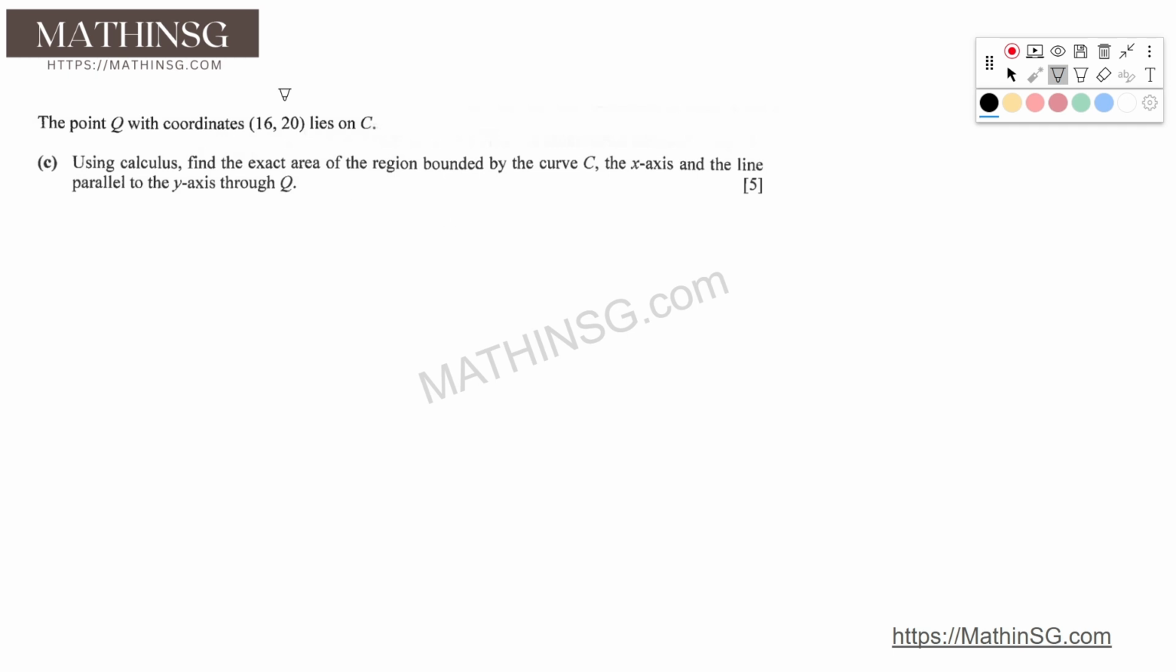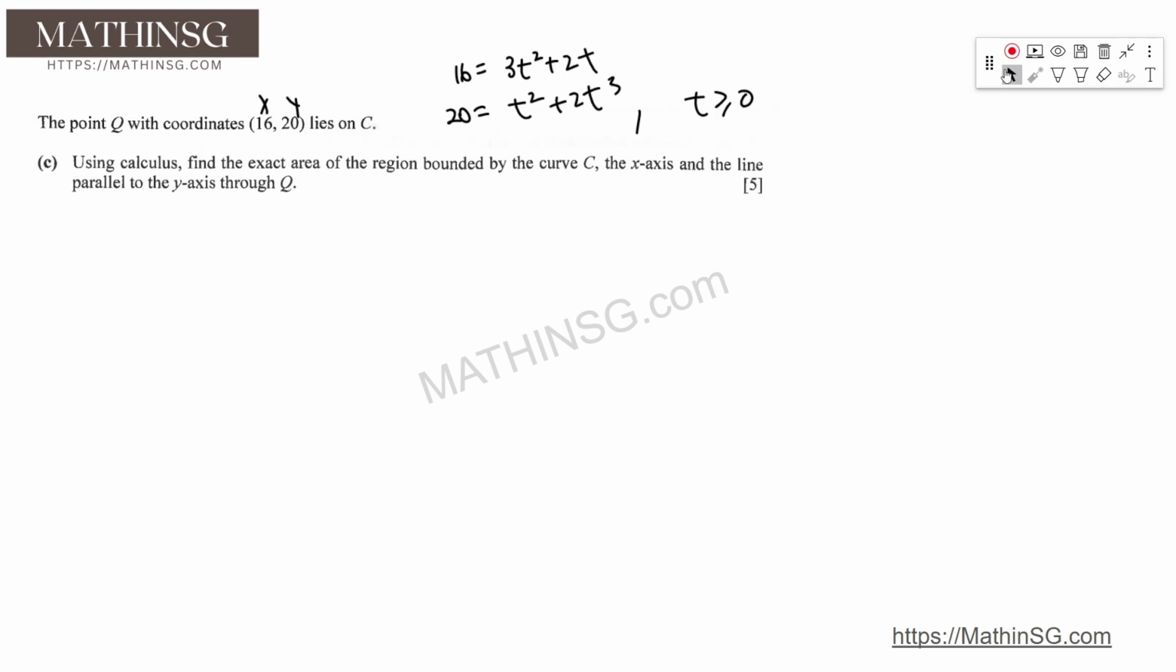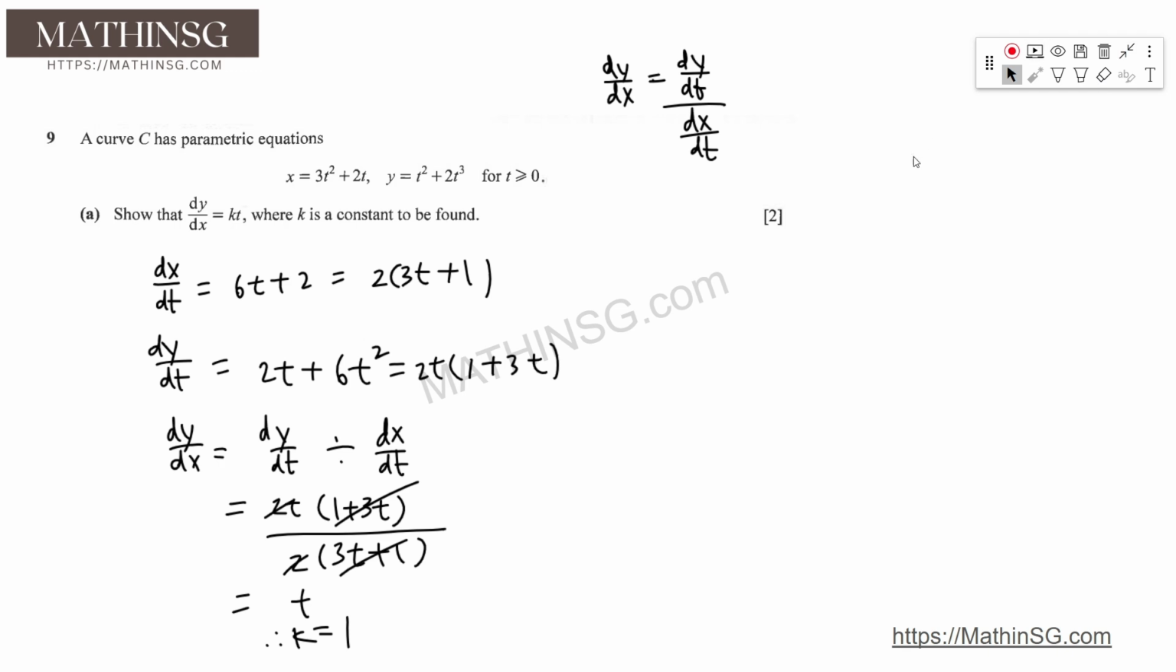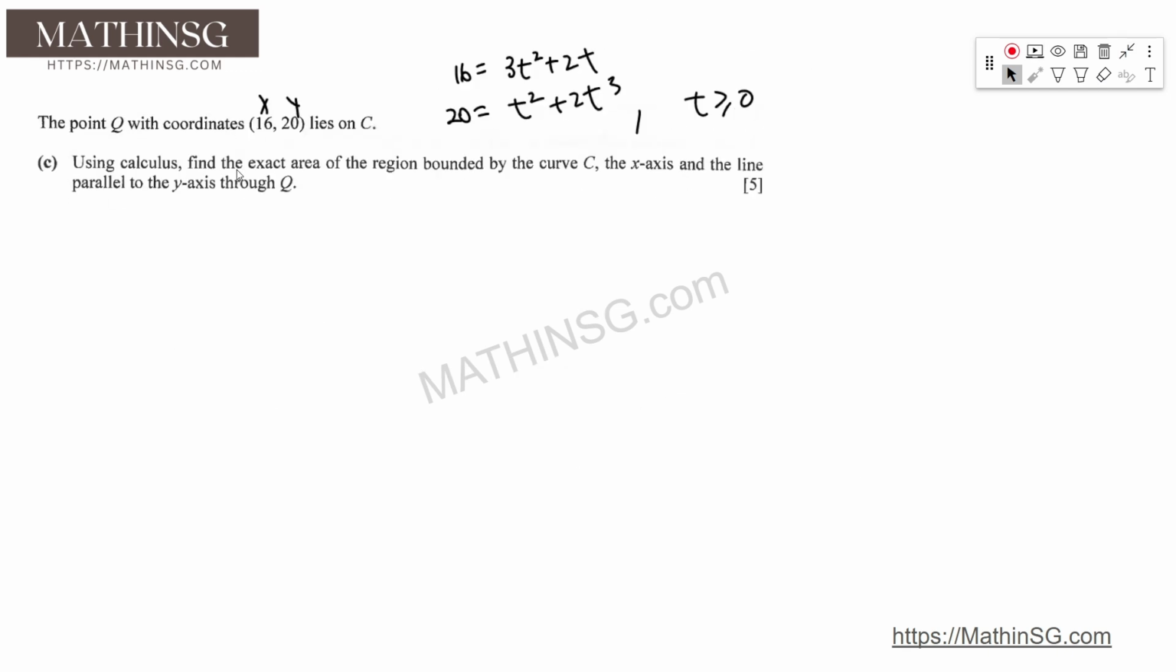That means we know that 16 is equal to 3t squared plus 2t, because this is the x and this is y. And then 20 is equal to t squared plus 2t cubed. We also know that t is greater than or equal to 0 according to the question here. Okay, so coming back to here. Using calculus, find the exact area of the region bounded by the curve C, the x-axis, and the line parallel to the y-axis through Q.